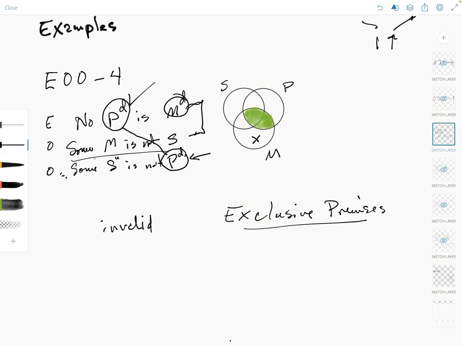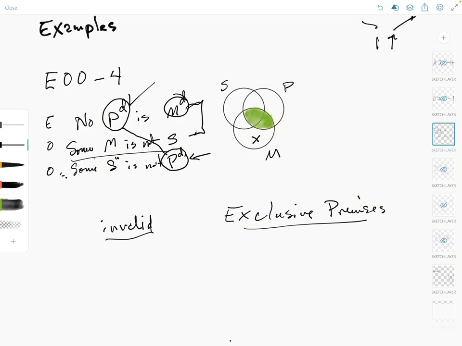What about this diagram? Does it require the conclusion to be true? Obviously not, because the conclusion needs an S that is not a P, which would have to be in this region if there were going to be one, and that's nowhere near the x that we actually have on the diagram. So again, this argument is invalid.